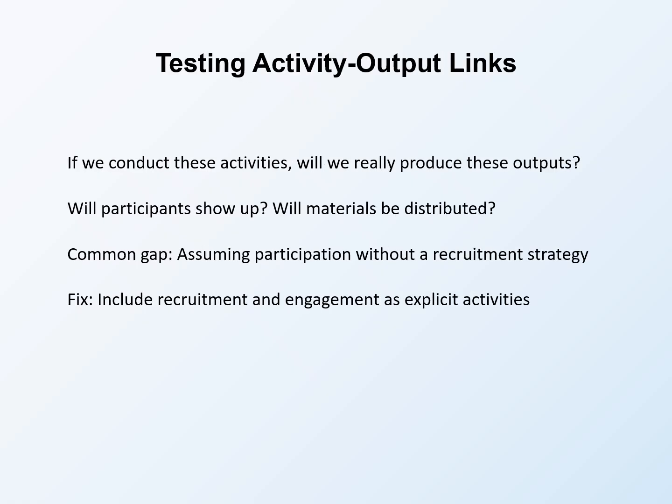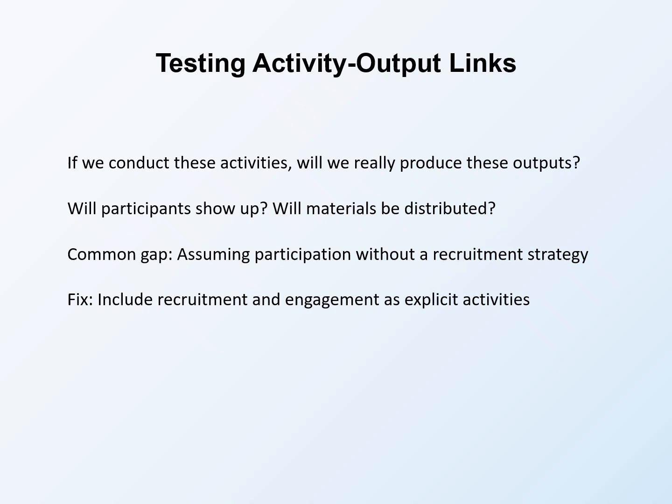Next, test activity output links. If we conduct these activities, will we really produce these outputs? This seems obvious. If you hold a workshop, that's an output. But will participants show up? Conducting a workshop that no one attends doesn't produce the participant outputs you projected. Will you reach your distribution targets? Producing materials doesn't mean they reach anyone. A common gap is assuming participation without a recruitment strategy.